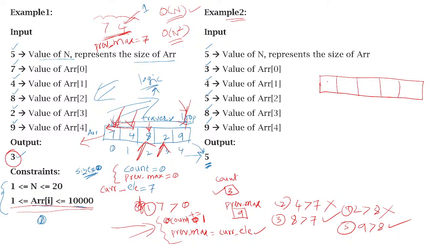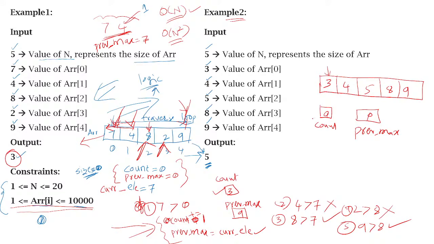The second example contains the elements 3, 4, 5, 8 and 9. I draw only 2 boxes: count, initially 0, and previous max, which is also initially 0. Yes or no? These two lines. Right, so we'll process one by one.